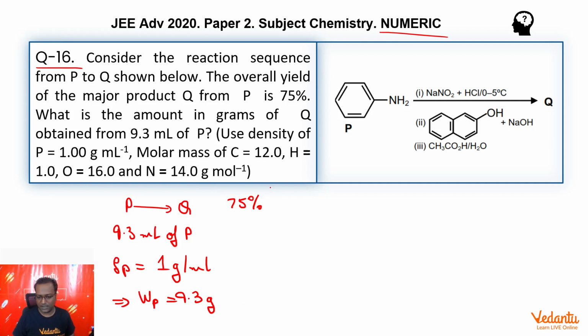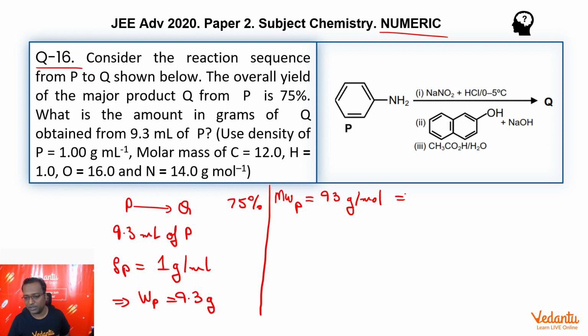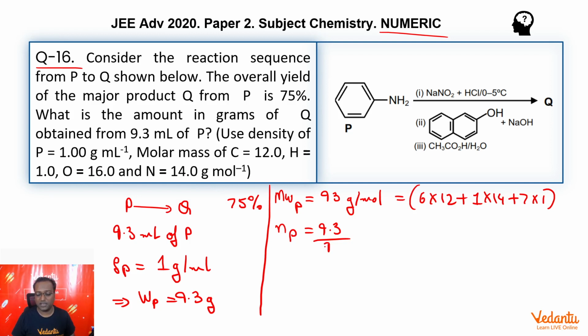Now, what is P? P is aniline. So let's calculate the molecular weight of P. Molecular weight of P, when you calculate, will come out to be 93 gram per mole. How did we get 93 gram per mole? As you can see, there are 6 carbons in aniline, 1 nitrogen, and how many hydrogens? We have 5 hydrogens in the ring and 2 hydrogens outside, so 7 into 1. When you total it up, it comes out to be 93. Now what does this tell us? The moles of P given to us are 9.3 by 93, that's 0.1 moles.